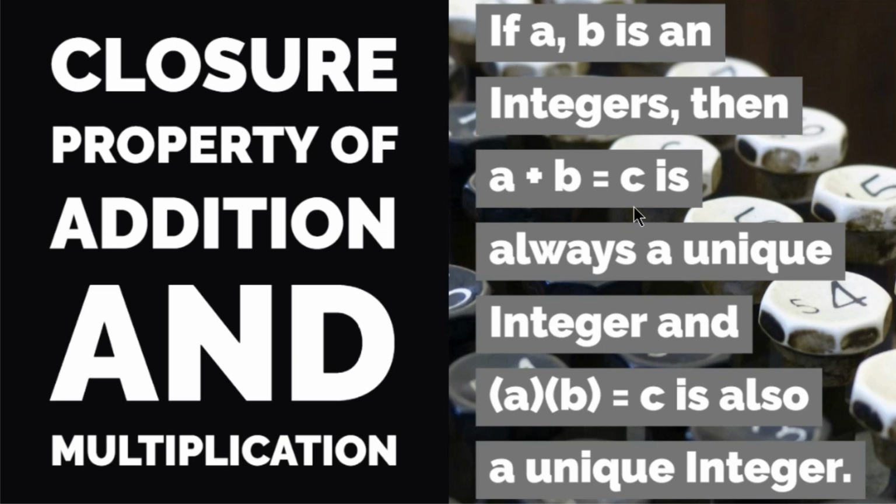Diba? Para naman sa closure property of multiplication, ito ay nagsasabing A times B is equals to C. Ang C naman is also a unique integer. So, ibig sabihin, yung integer A, minultiply mo sa integer B, ang lalabas nito ay C na integer din. So, para mas lalo nyong maintindihan, magbibigay ako ng halimbawa.